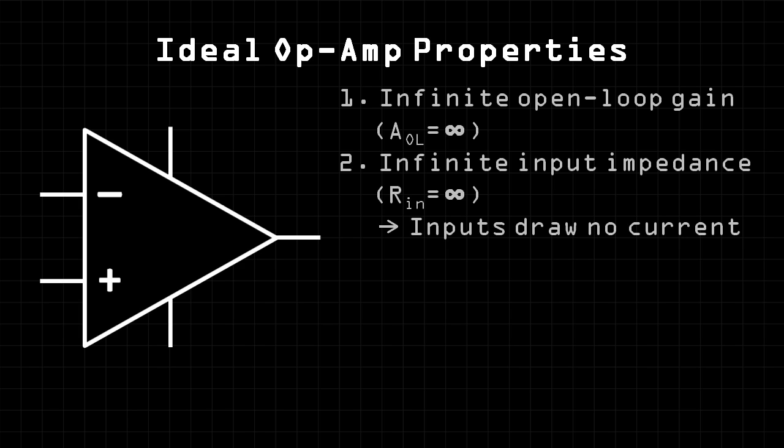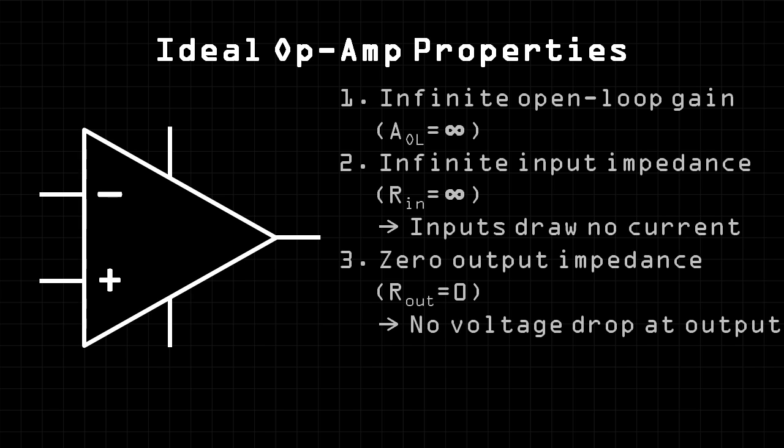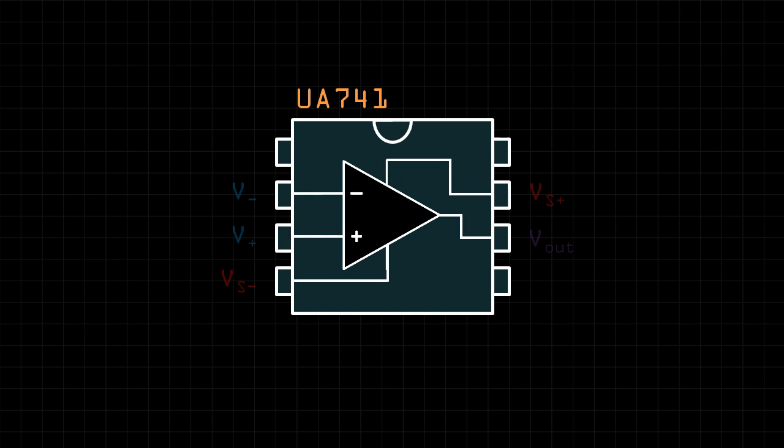Additionally, an ideal op-amp has zero output impedance. Thus, ideally, there shouldn't be a voltage drop when a current passes through the output. We'll add more to this list later on. Before we can make our first practical circuit, we must choose which op-amp to use. Arguably, the most well-known op-amp is the 741. Although it was developed in 1968, it's still commonly used in education.